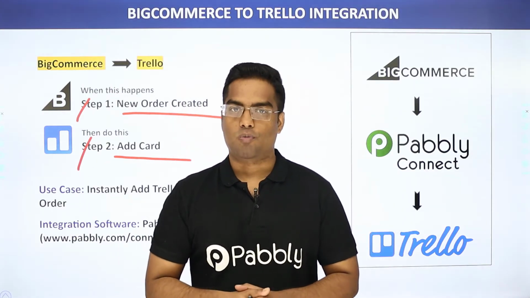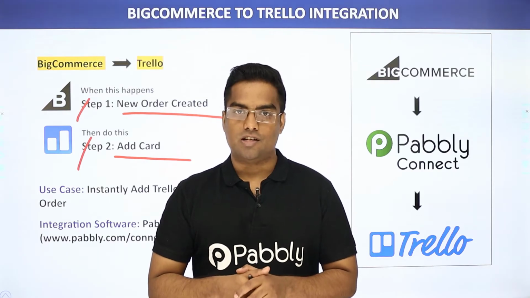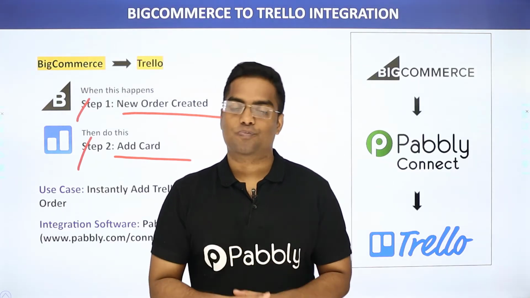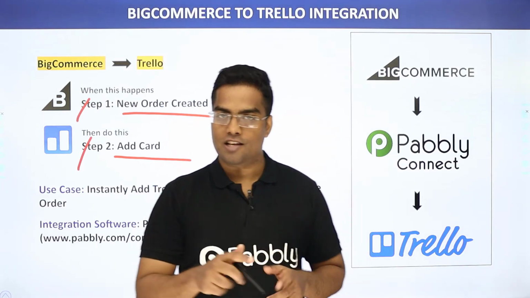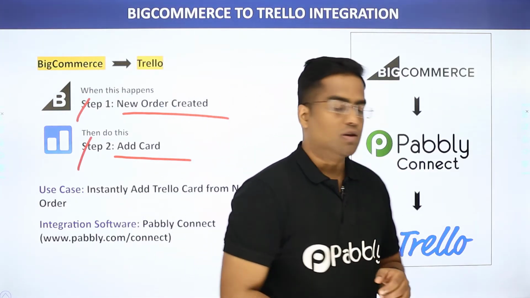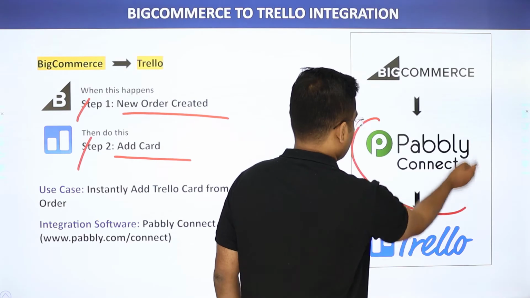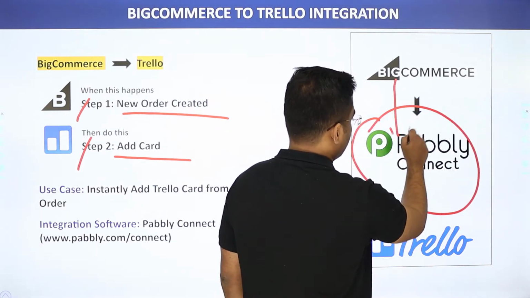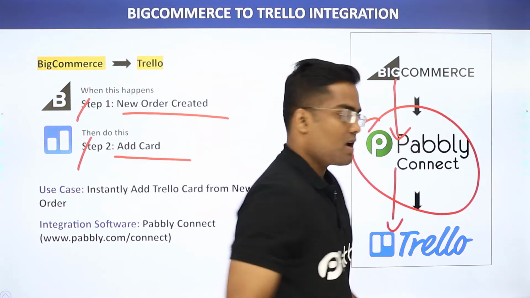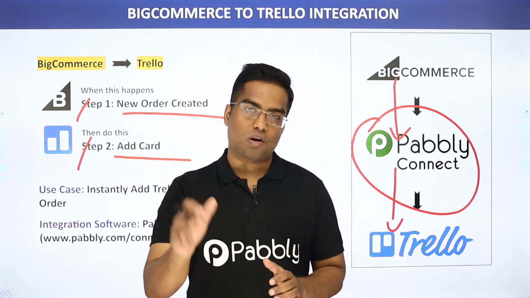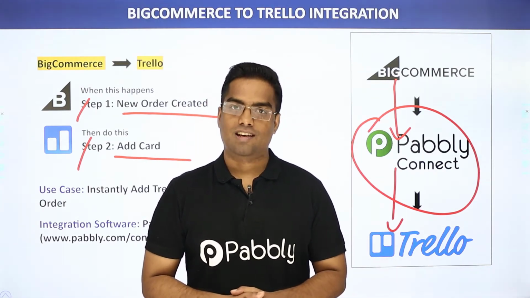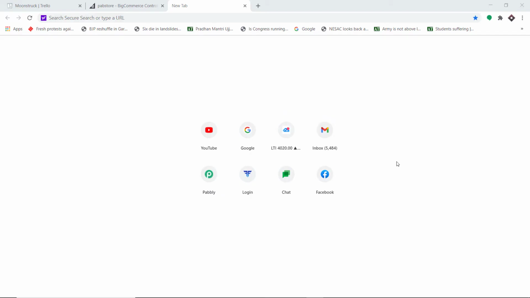But there is one minor problem. There is actually no integration between BigCommerce and Trello. So in cases like these, we need to bring a third app to connect them both. In this video, we will be using Pabbly Connect to integrate BigCommerce and Trello. And the best part of using Pabbly Connect is there is no need for coding skills or programming knowledge. It can be done easily. Let me show you on my screen.